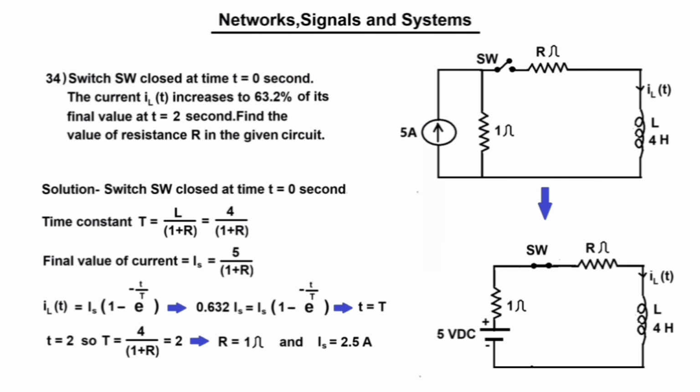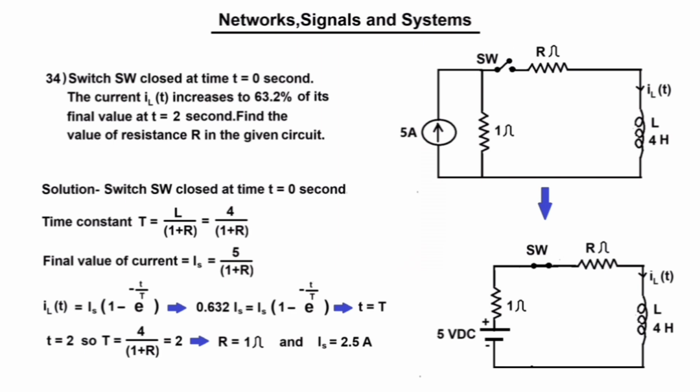Solution. We convert the current source into a voltage source. So a 5 volt DC supply in series with 1 ohm, connected to resistance R with inductor L of 4 Henry in series. We redraw the circuit.